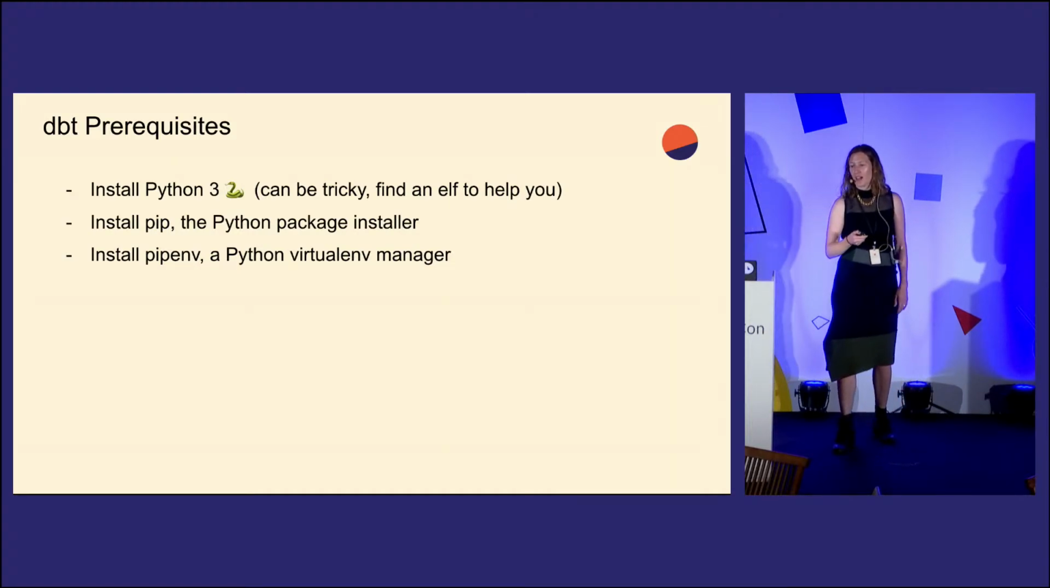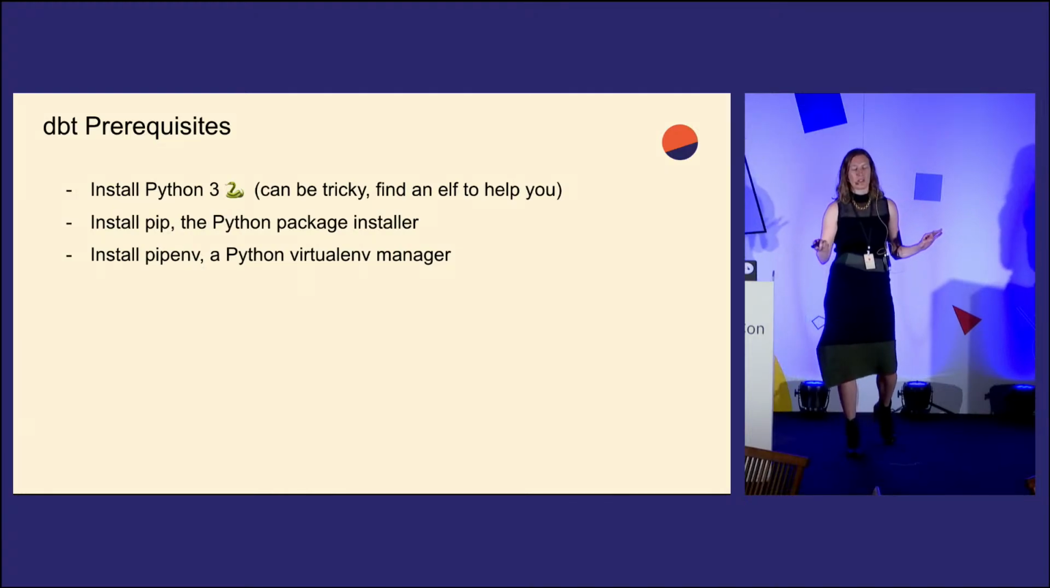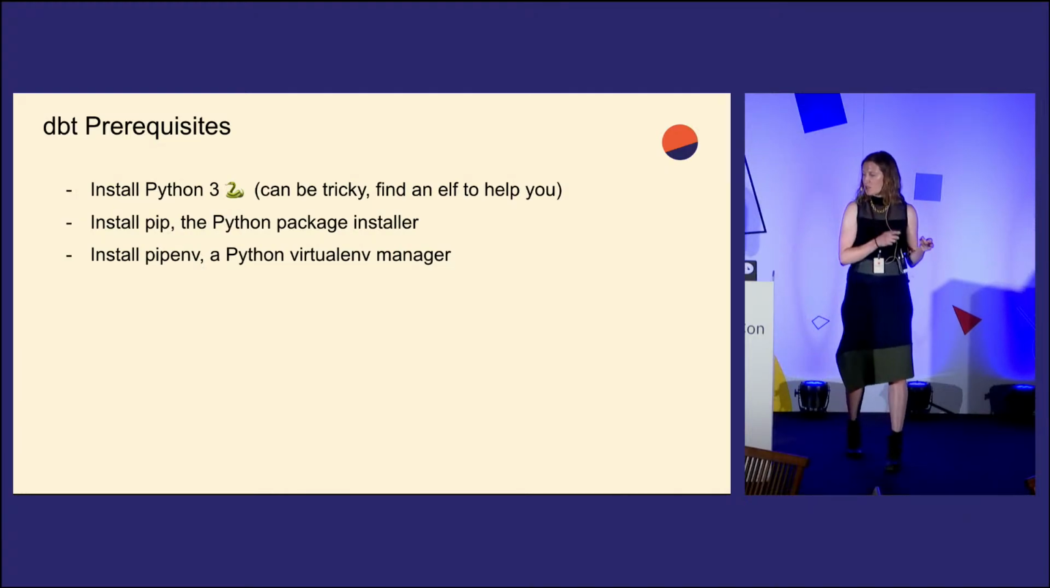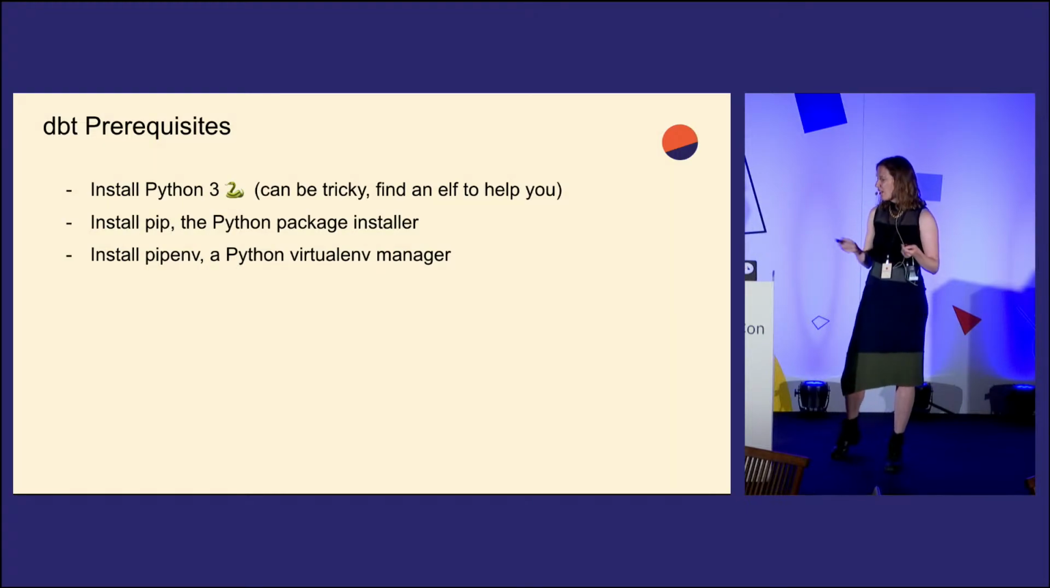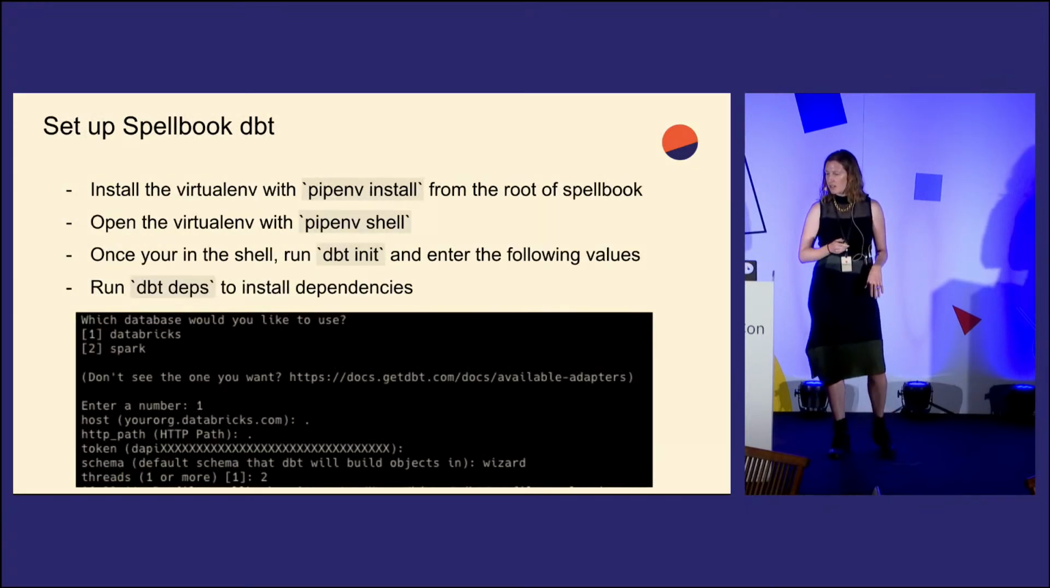Then we will set up the DBT prerequisites, which includes installing Python 3. If you have not installed Python before, grab a workshop elf now, and they will sit with you and help you get that done. Install pip, install pipenv. Pip is our Python package installer, and pipenv is the virtual environment manager that we selected for this project.